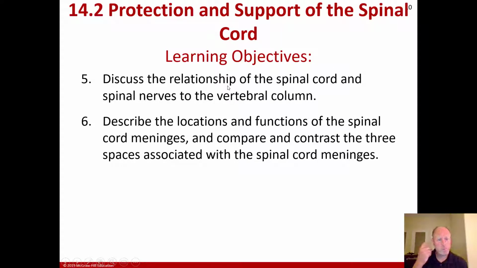For 14.2, we're talking about protection and support of the spinal cord. You should be able to, when going through this section, discuss the relationship of the spinal cord and spinal nerves to the vertebral column, describe the locations and functions of the spinal cord meninges, and compare and contrast the three spaces associated with the spinal cord meninges.